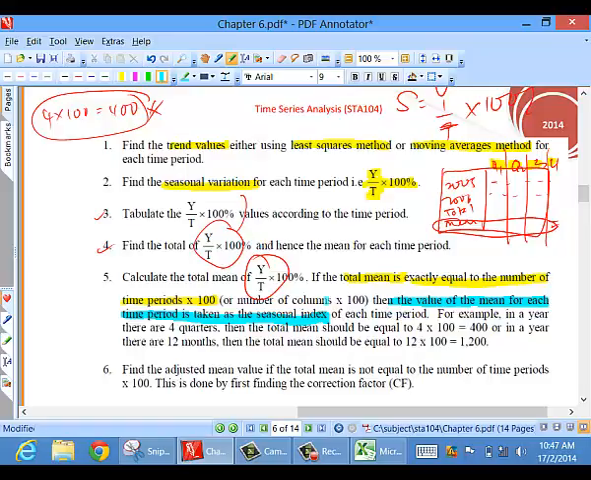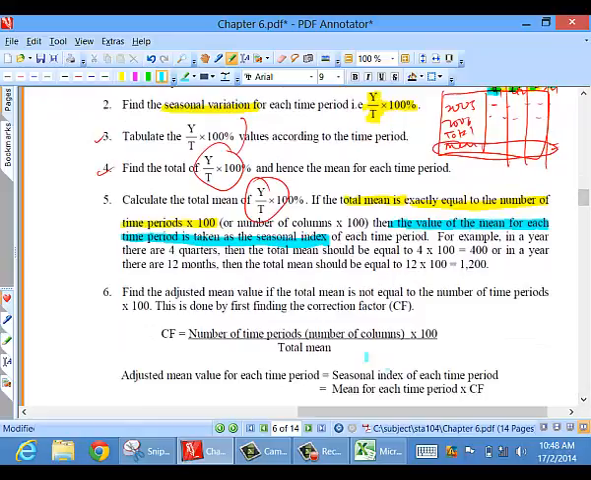Can you understand? Can you follow? So if your total mean is not equal to the number of time periods multiplied with 100, not equal to 400 if you have 4 time periods. If you have 3 time periods, it means equal to 300, right? If it differs from 300 or 400, depending on the number of time periods, then you need to calculate the correction factor. The formula for the correction factor is the number of time periods multiplied with 100 divided by the total mean. Then you are going to get a correction factor.